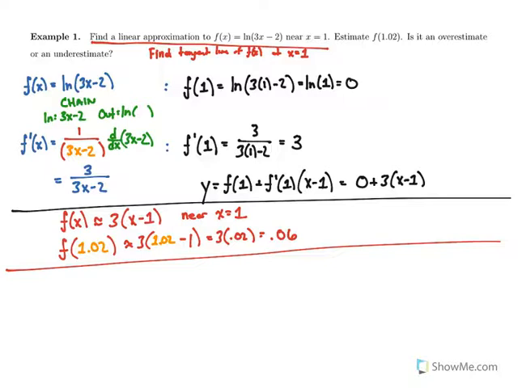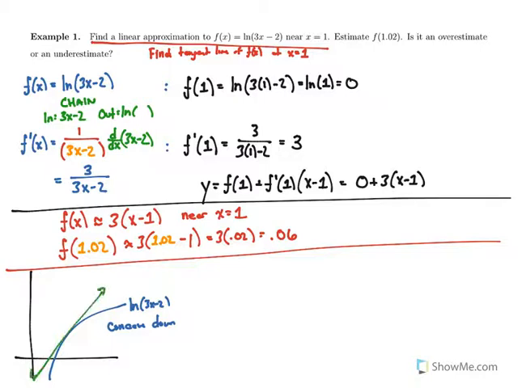Well, one way is that you know what the graph of natural log looks like, and you know that the 3x minus 2 is just going to be kind of moving that graph around, but it's not going to change the shape so much. Our graph is going to look something like this. And we know that is going to be a concave down function. The tangent line is going to lie above the function at that point. This is going to be an over estimate.